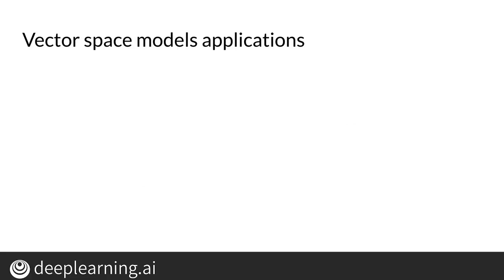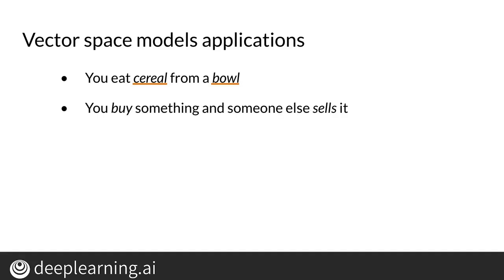Vector space models will also allow you to capture dependencies between words. Consider this sentence. You eat cereal from a bowl. Here, you can see that the word cereal and the word bowl are related. Now, let's look at this other sentence. You buy something and someone else sells it. So, what it's saying is that someone sells something because someone else buys it. The second half of the sentence is dependent on the first half.